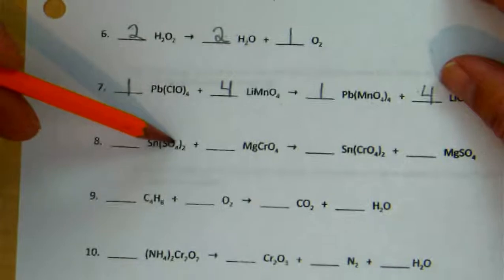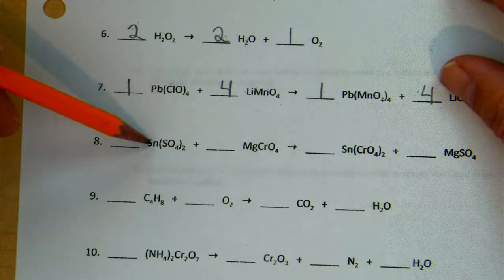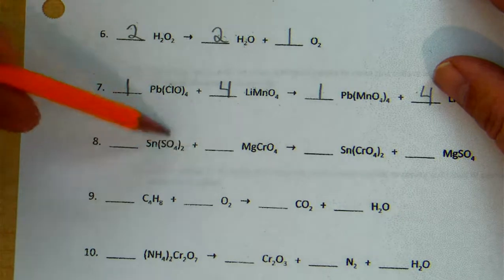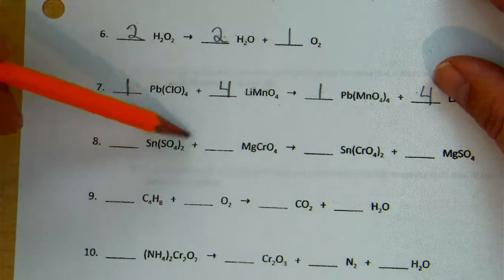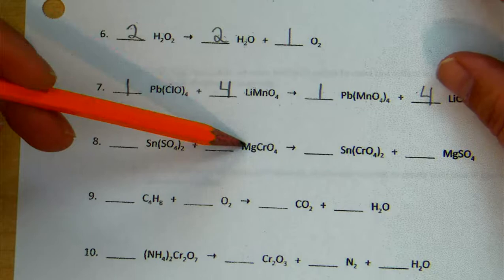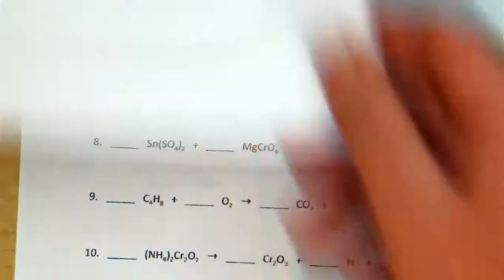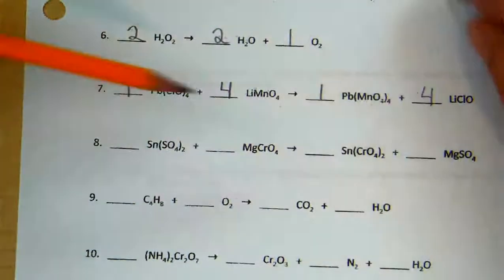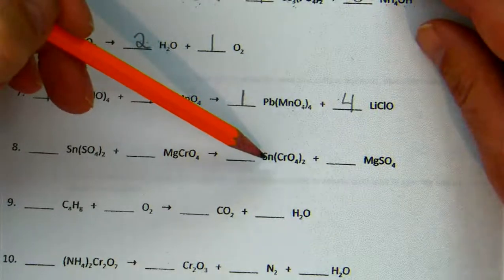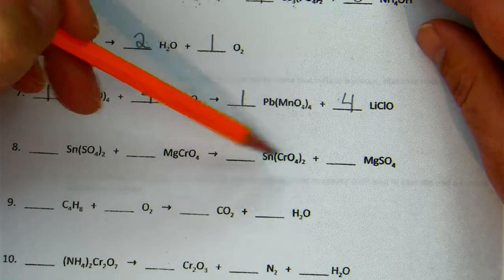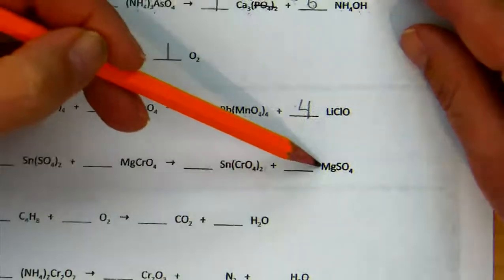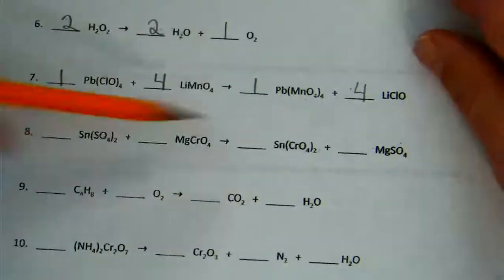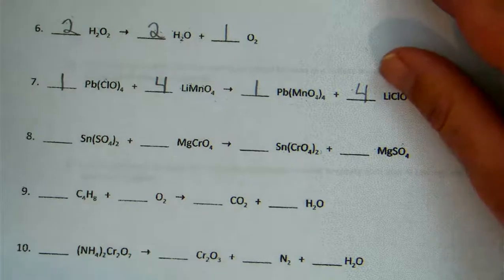Sulfate, SO4, is always with a 2 minus charge. And if I need 2 of them to balance this tin, then this must be tin Roman numeral 4 sulfate. Combines with magnesium, and I believe that is called chromate. CrO4 is indeed called chromate and it has a 2 minus charge. Yields tin 4 chromate and magnesium sulfate. I classify this as a double displacement reaction.